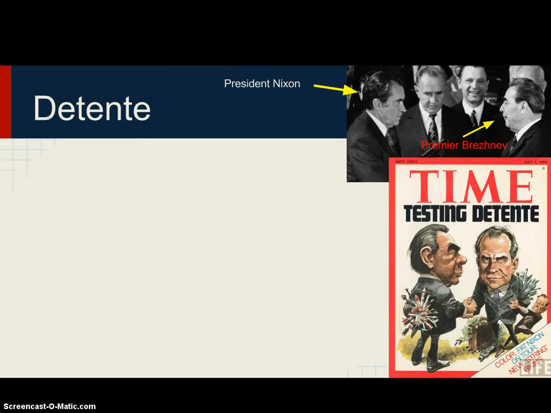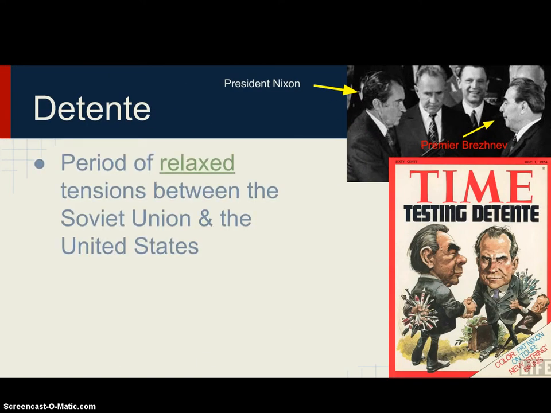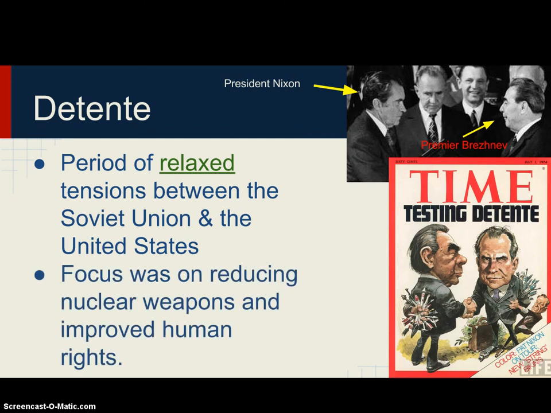And then the last foreign policy is known as détente. This is going to be a period of relaxed tensions between the Soviet Union and the United States, sometimes referred to as a thaw, because it was the Cold War, so things were icy. There were some steps to try and work together, but mainly the focus was on reducing nuclear weapons and improving human rights all around the world. Our two leaders are President Richard Nixon and Premier Brezhnev. And ultimately, when we look at the end of the Cold War, you're going to see how détente ends up teetering out, and Ronald Reagan brings his own foreign policy into play.